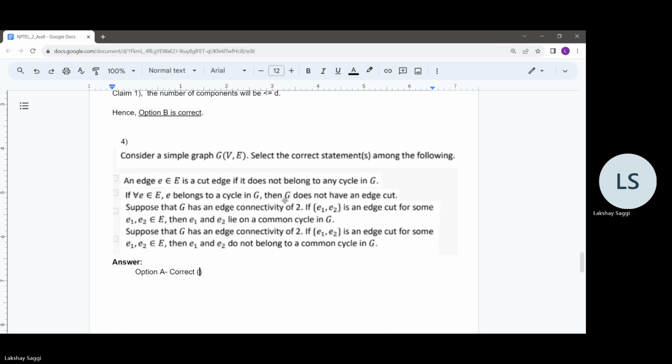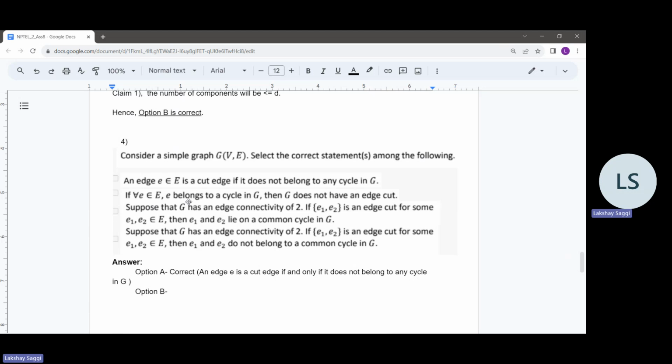Note that here they have given the if statement only, but there's a stronger statement: an edge is a cut edge if and only if it does not belong to any cycle in G. Actually both sides are true. If the edge does not belong to any cycle, then it's a cut edge. And if it's a cut edge, then it does not belong to any cycle. So option A is correct.